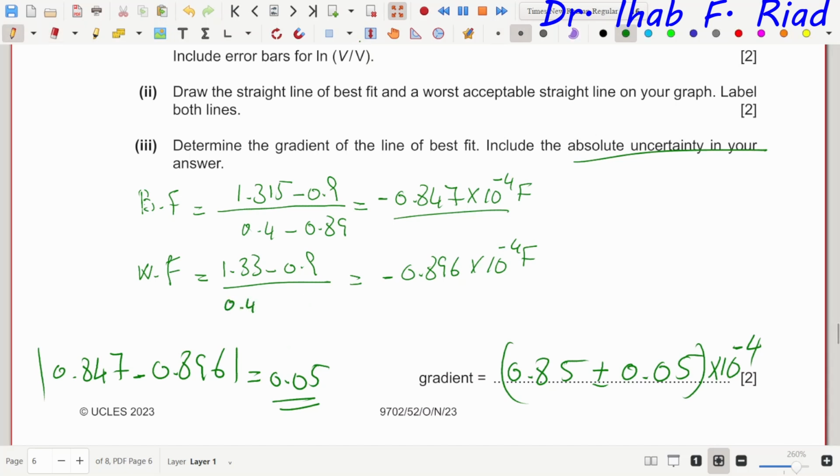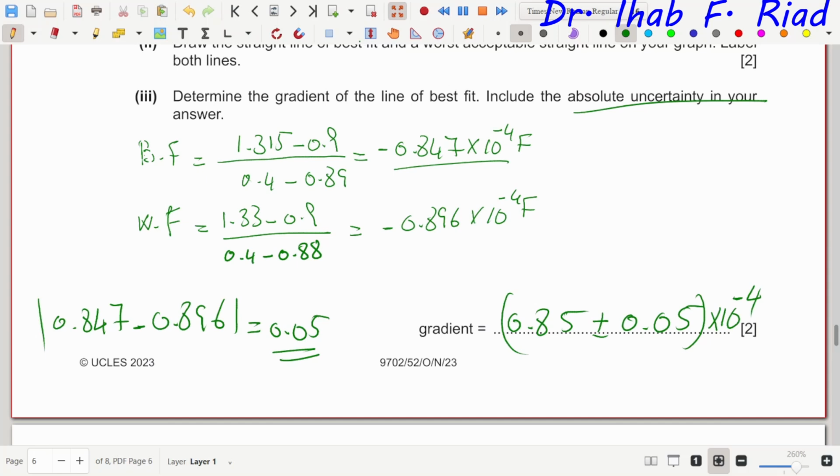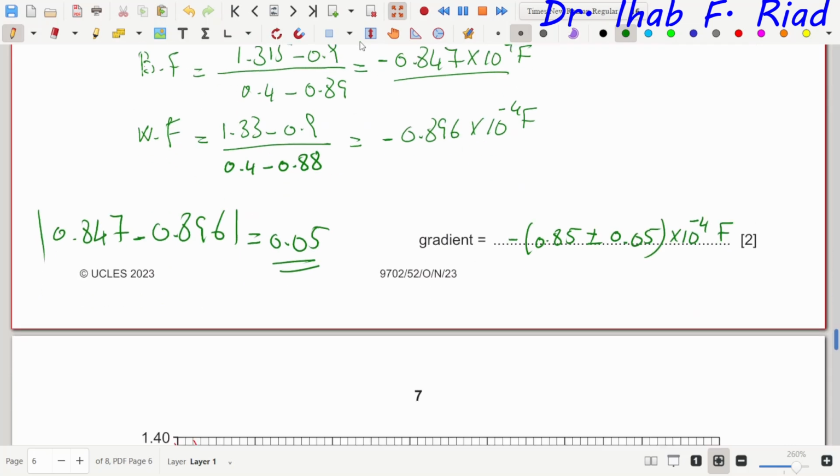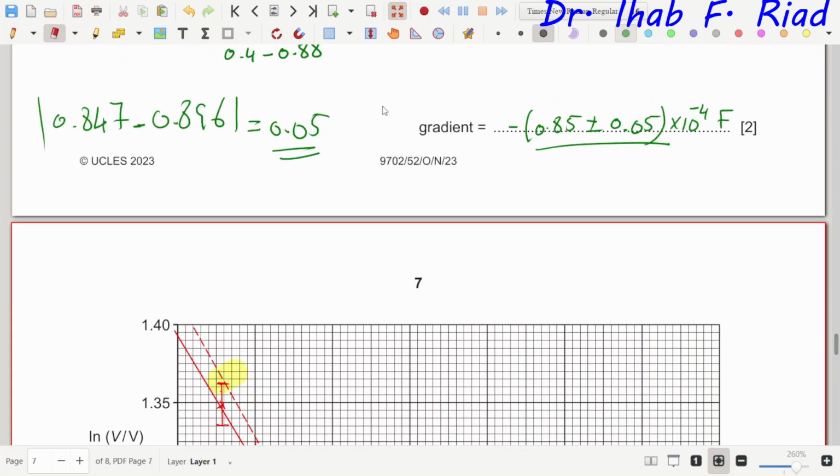0.4 minus 0.88. Okay, so this is our gradient, and we have the units. Let me write it. Minus 0.85 plus or minus 0.05 times 10 to the power minus 4, and we have farad. So we are done calculating the gradient.